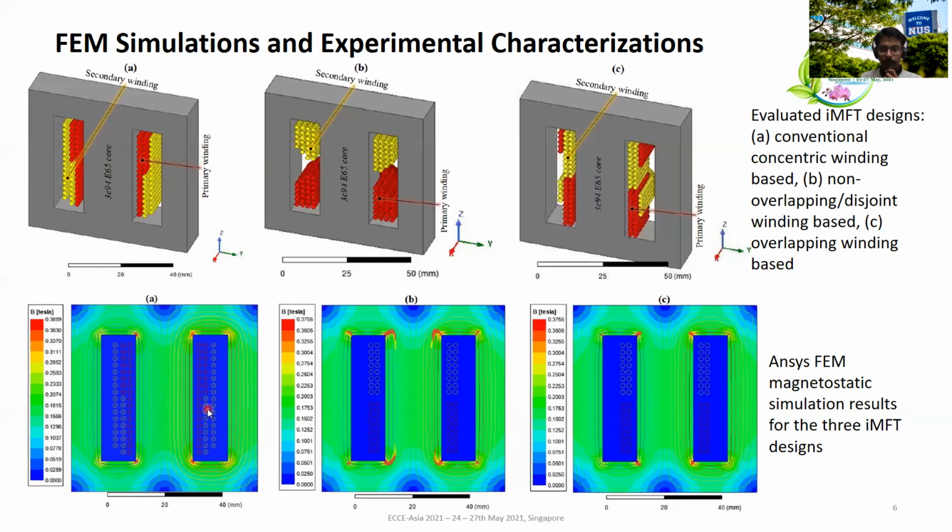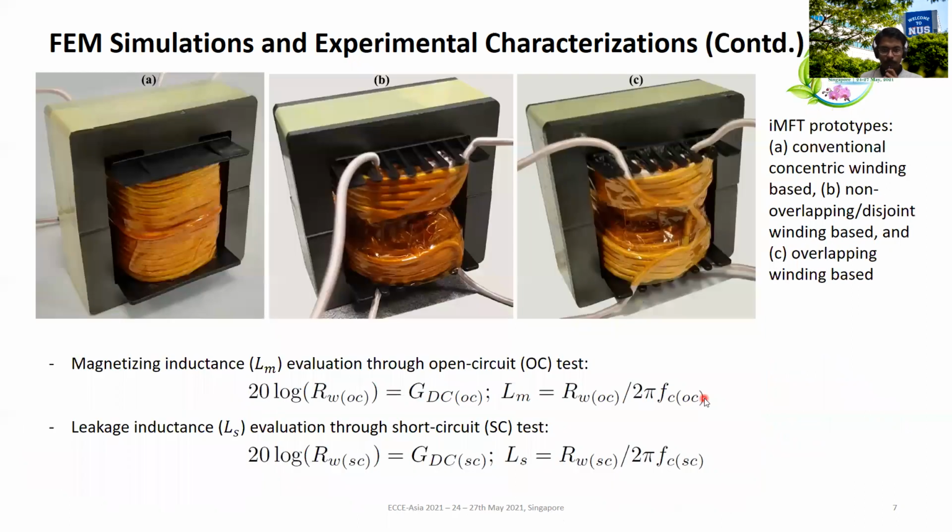For the first conventional concentric winding, the leakage flux is quite low. For the second one, it's quite high, and the third one is intermediate. Now we go on and develop these prototypes for the three designs. This is the concentric one, this is the disjoint one, and this is the overlapping one.